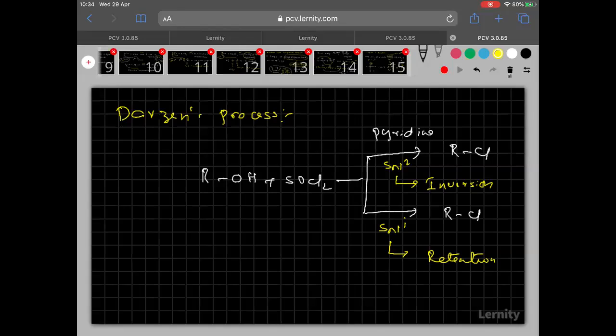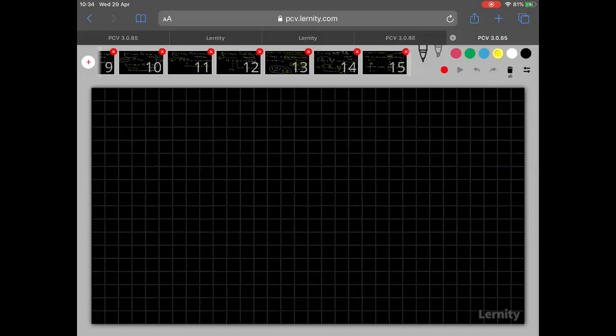Hope you are able to understand. Clear everyone? In the presence of pyridine, SN2, that means inversion. In the absence of pyridine, SN1, that is retention. But the product is the same only. I will explain by taking one example here. Let me take CH3, here H, here D. This is reacting with thionyl chloride, in both cases, one in the absence of pyridine and one in the presence of pyridine.